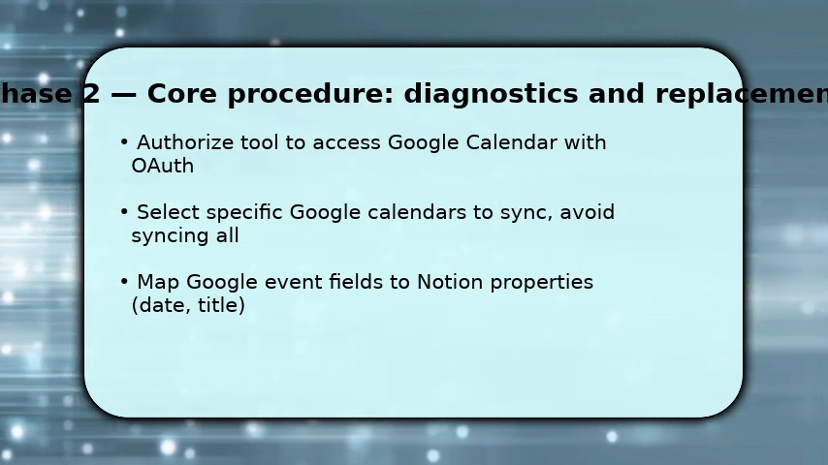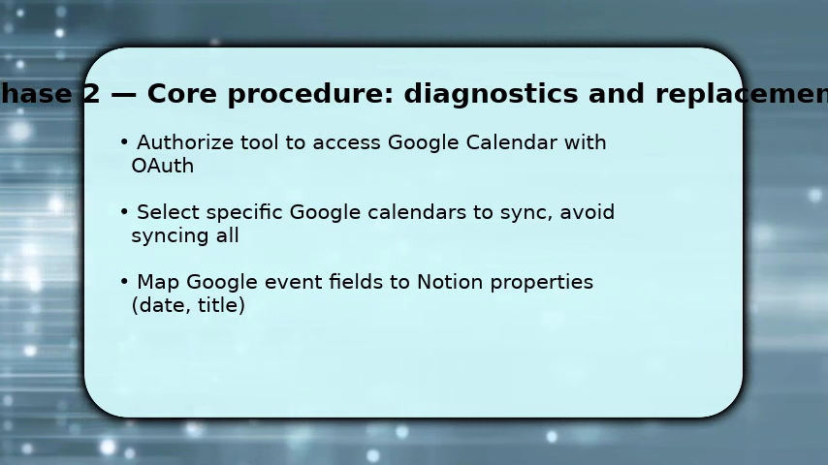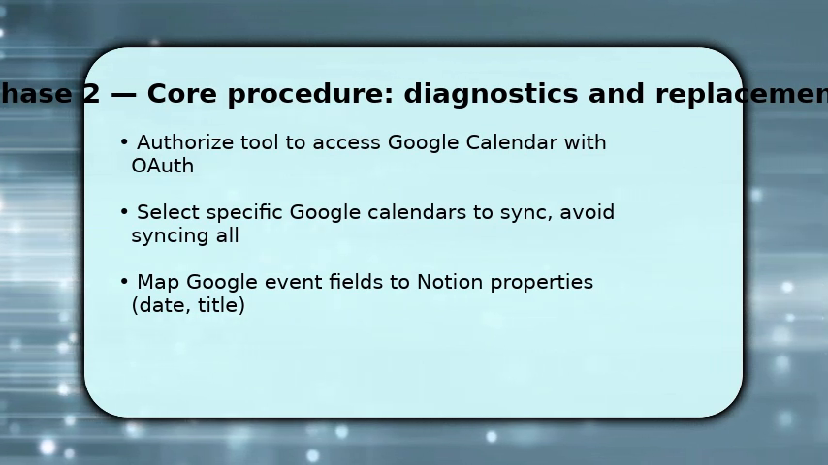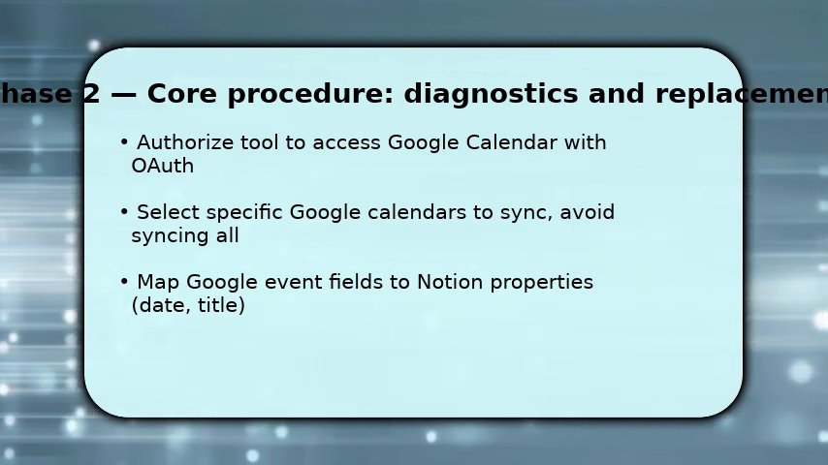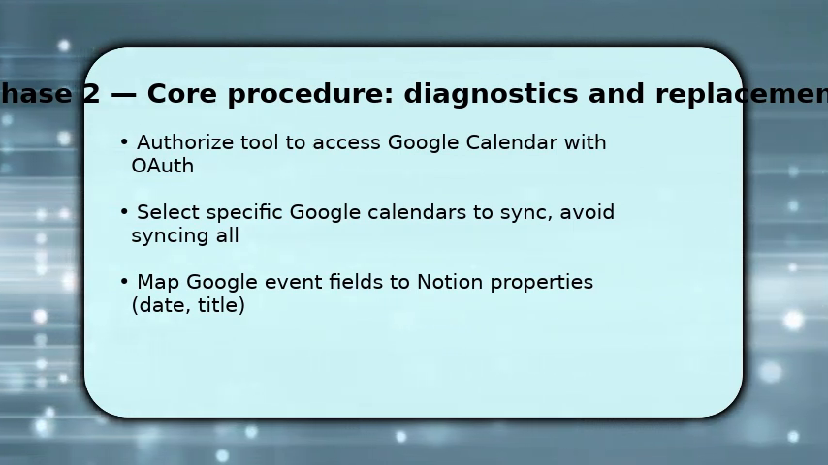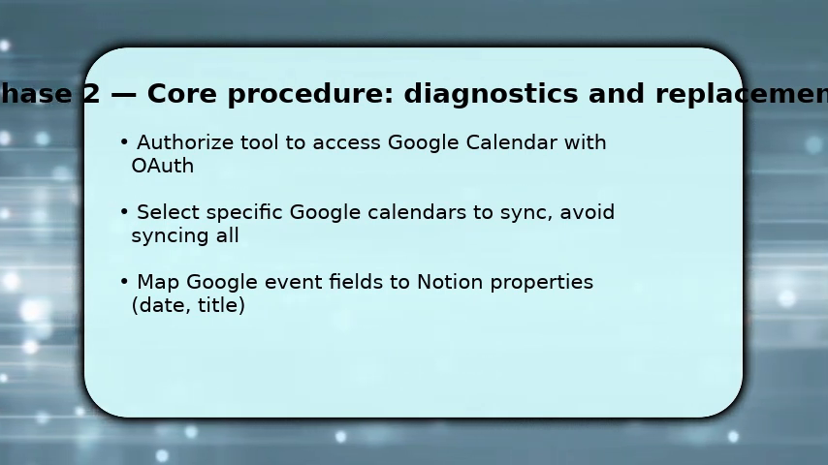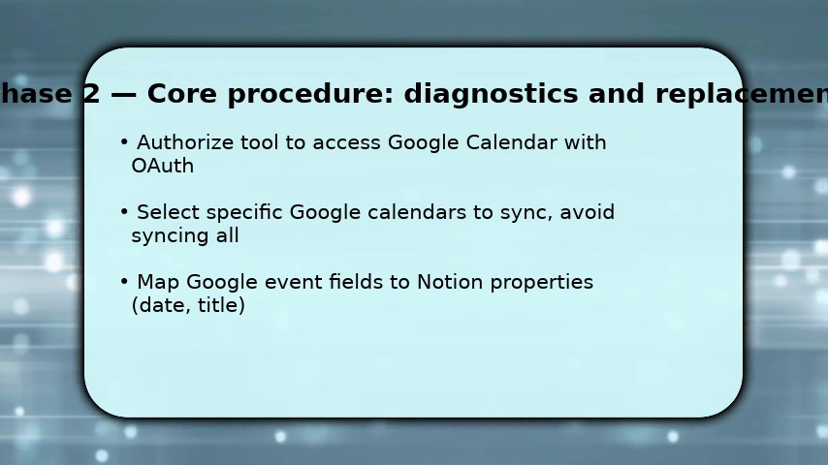Then map event fields. Assign title, start and end dates, and description to matching Notion properties so data lands correctly. Make sure to choose one-way or two-way sync. One-way prevents conflicts, while two-way updates both systems. If the Sync tool offers filtering, set simple rules now. This mapping step is critical because mismapped fields cause event duplication or data loss.